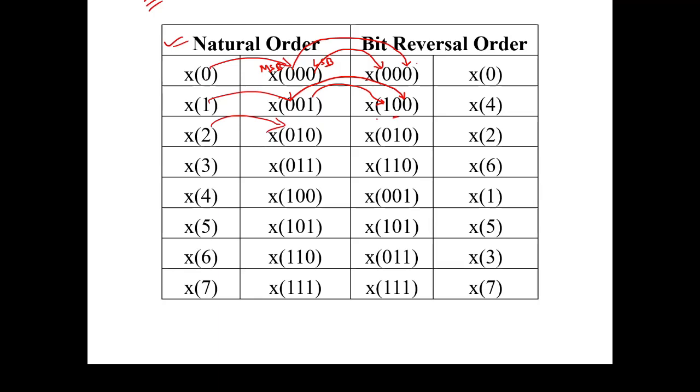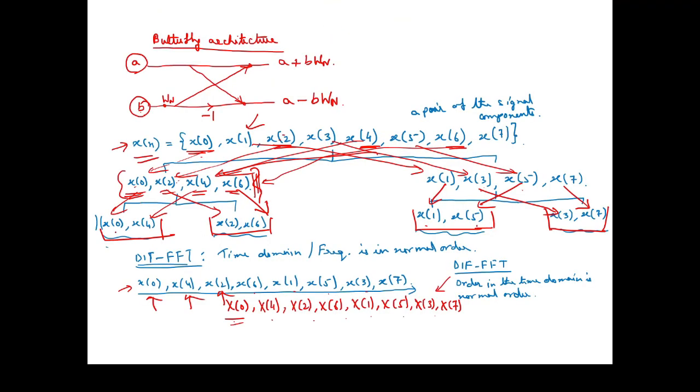Okay. If it would have been a 4-bit number, say for example 0001, it would have been X1, so it would become 1000. You just reverse the order. That's why it is called bit reversal. And so in this way, if you get the bit reversal order and then convert it to the decimal form again, X0, X4, X2, X6, X1, X5, X3, X7. It is the same order we computed through the decimation. Okay.